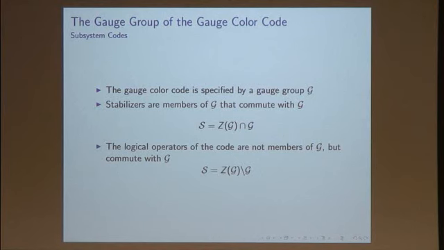There's a distinction between stabilizers and logical operators. That should be an L, I'm sorry. So the stabilizers commute with the gauge group, but are themselves members of the gauge group. Logical operators, not stabilizers, look like they commute with the gauge group, but are not themselves members of the gauge group. And this will specify my whole stabilizer code.